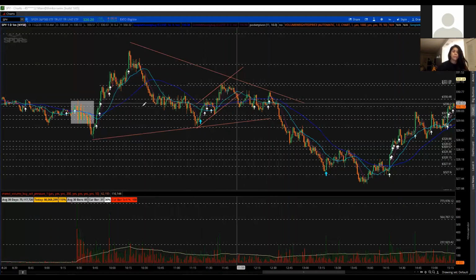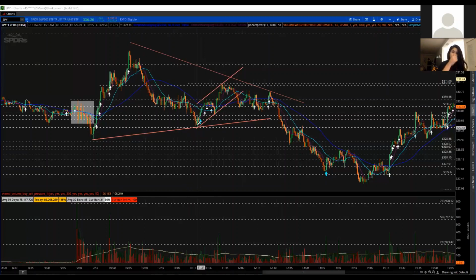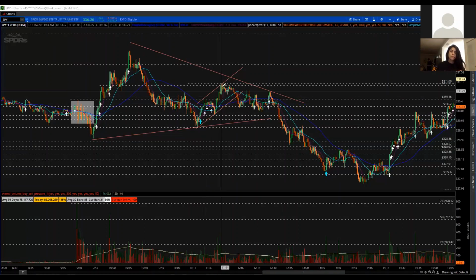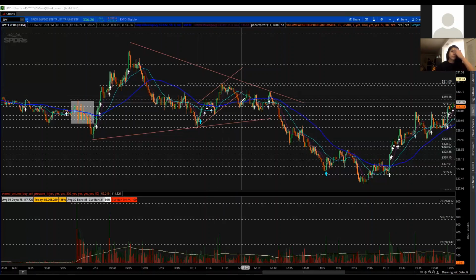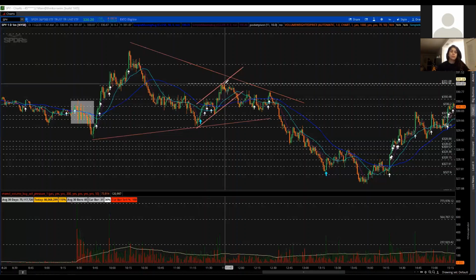Honestly, this whole period right here was a bit of consolidation. Sellers tried to come in and take it, buyers didn't let it. Buyers tried to come in and take it, sellers didn't let it, right? You see the tug of war here? But the retracement level. So it did get to here on retracement.